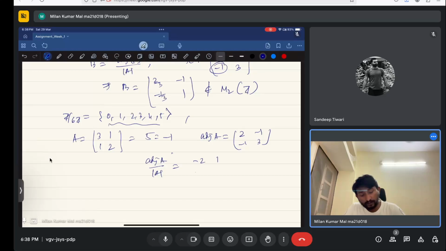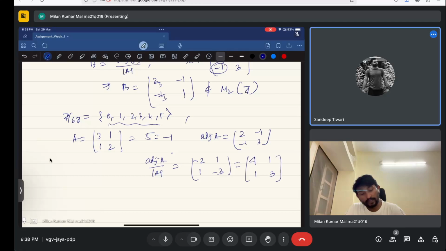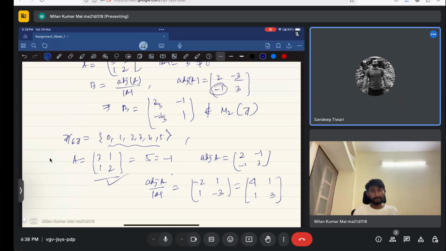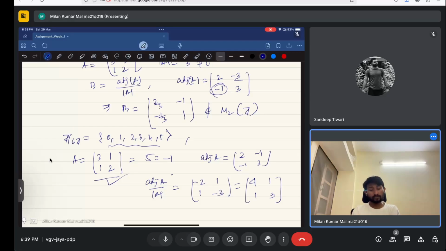Minus 2, 1, 1, minus 3. So I can write it as 2 minus 2, which means this is 4; 1, 1; this is 2. Sorry, sir, your adjoint is not correct. Why is the adjoint not correct? Okay, sir, this was the matrix first. Okay, sir. Correct, no? Yes, sir. Adjoint is correct. So I can write the determinant of A.